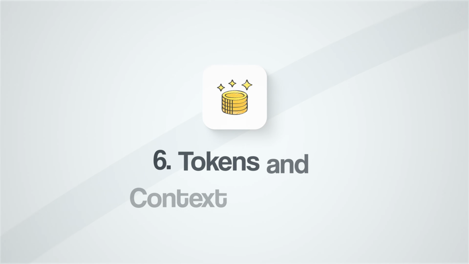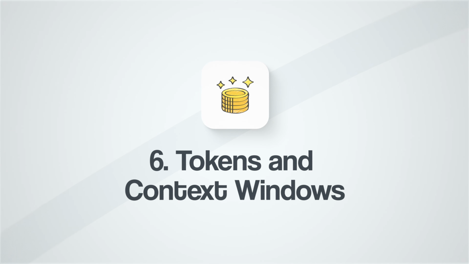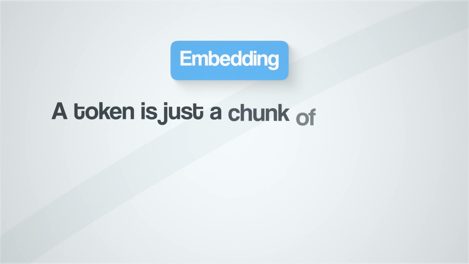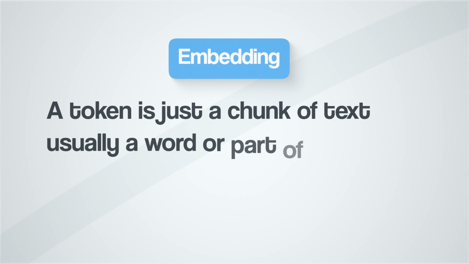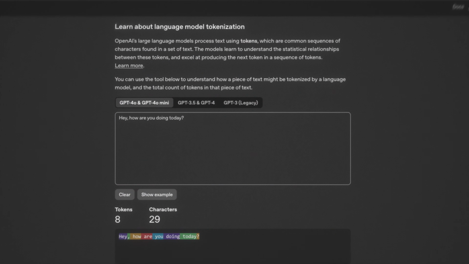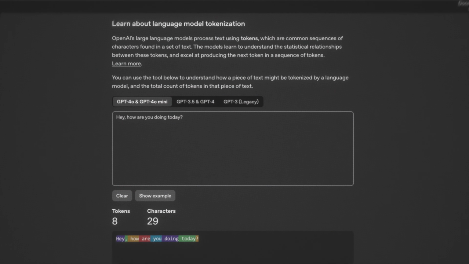Number 6, we have tokens and context windows. When you use an AI model, you'll hear a lot about tokens. A token is just a chunk of text, usually a word or part of a word or a punctuation, that the model processes. So a chunk of text that the model processes. That's all a token is. And you can actually go to OpenAI's tokenizer tool and see exactly how tokens are broken down and counted. I'll put a link to that below. And then the context window is how many tokens a model can handle at once. Think of it as the model's working memory.